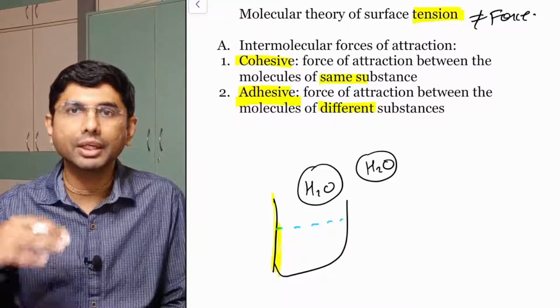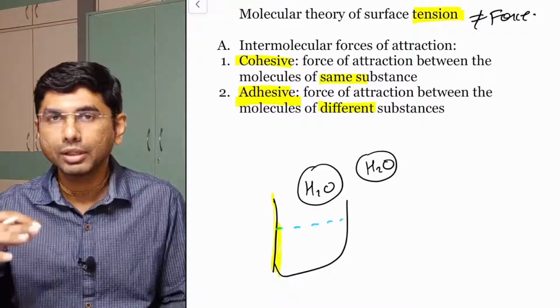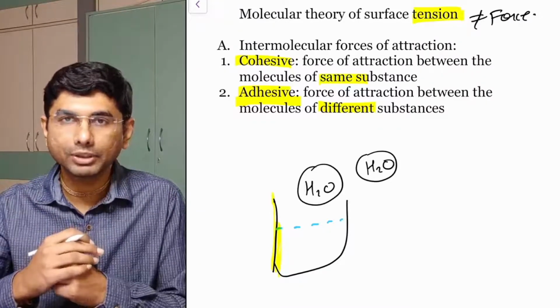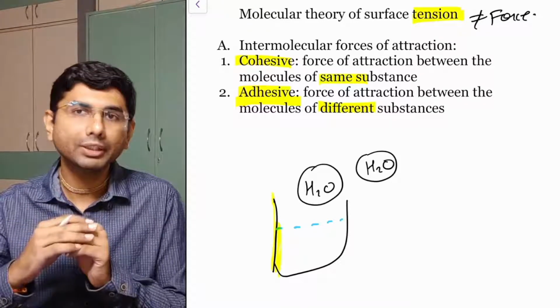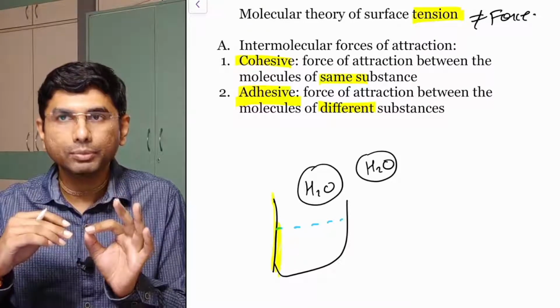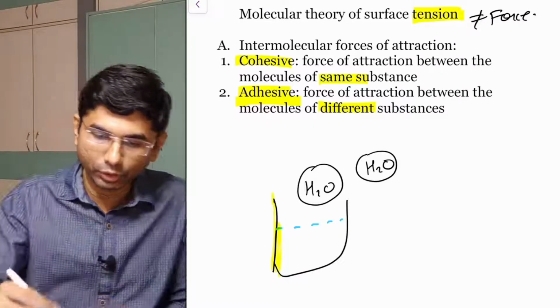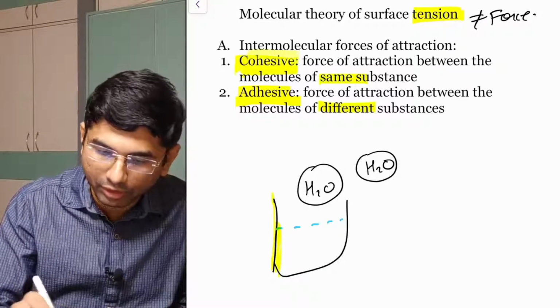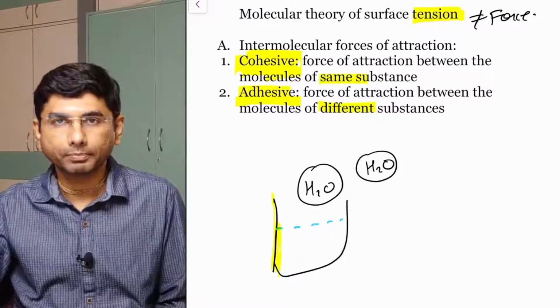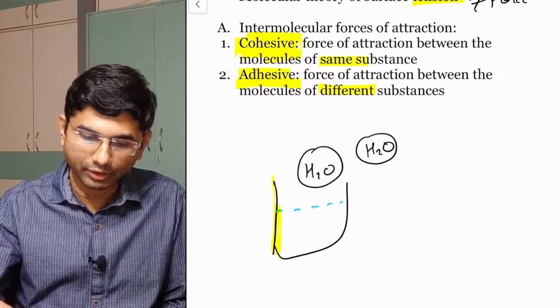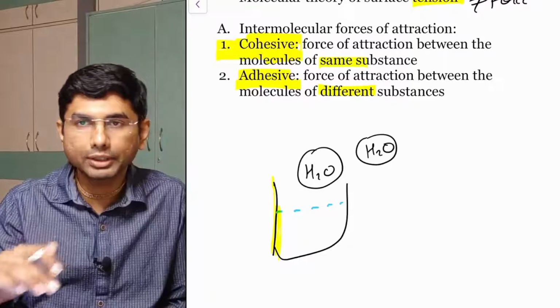We will be studying cohesive force and adhesive force in much more detail in the later part of this chapter. But for now, for surface tension, we need to know the intermolecular force of attraction between the same substance. That will be cohesive force. This cohesive force will be responsible for surface tension in liquid. Okay, now we'll go ahead. So just remember cohesive force for this lecture.